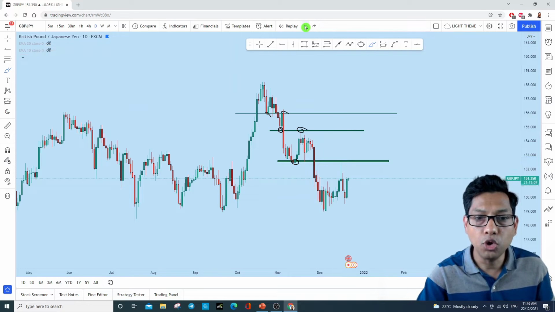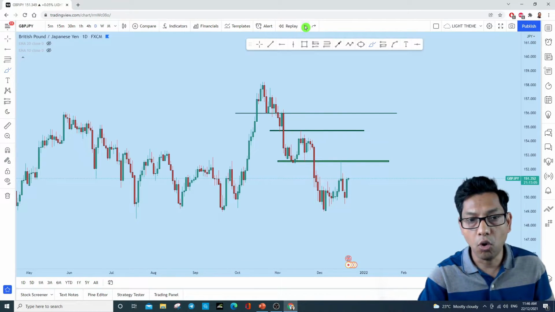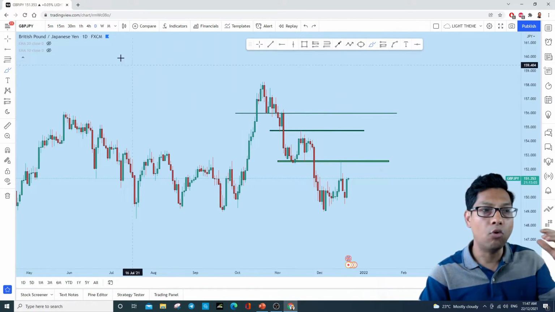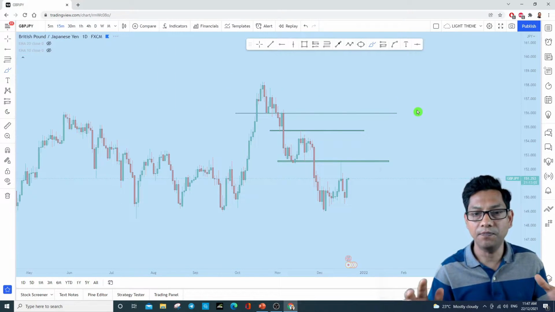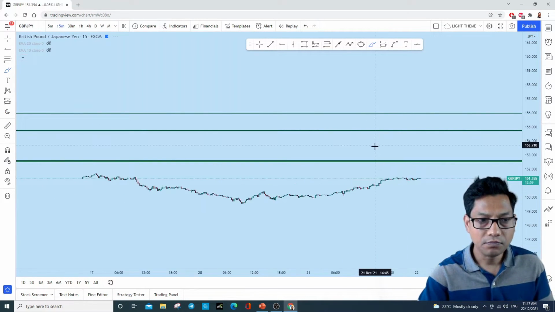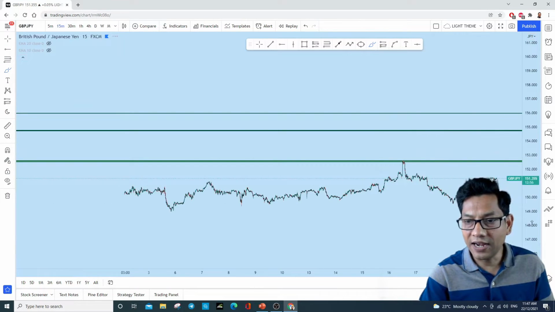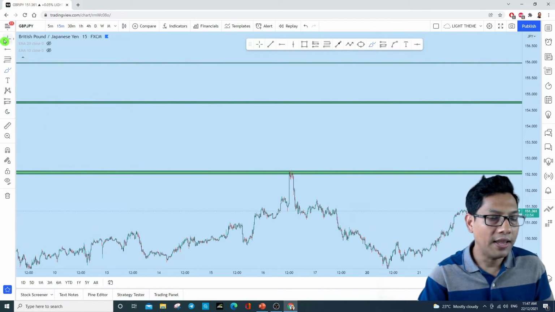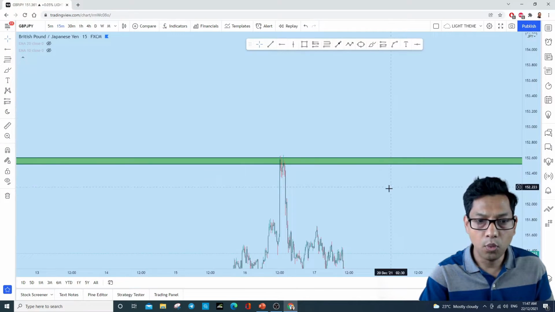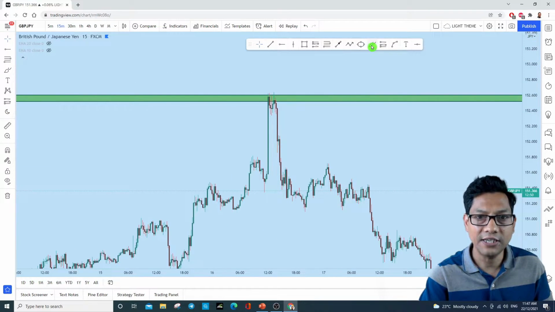Now when you draw these levels on the daily time frame, go back to the 15 minutes time frame. Now what you see, now you have a clear idea why this double top was significant. Now look at this here.